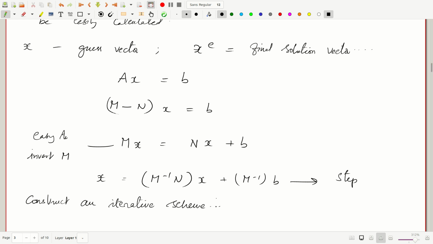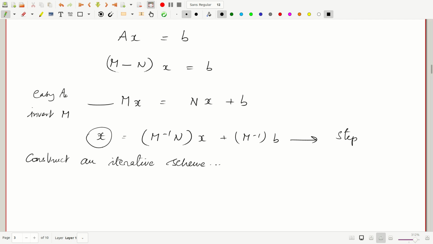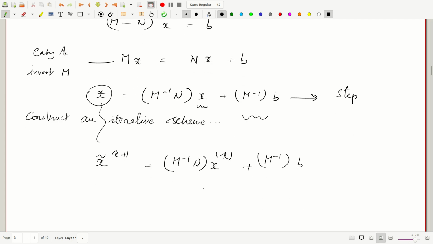Now how do we construct an iterative scheme? Essentially, you want to improve this guess x, so you want to calculate x tilde in iteration k plus 1 using a previous value. That means you want to use M inverse N times x superscript k plus M inverse times b. So you want to improve this solution vector x tilde using the existing solution vector x. This is basically the construction of the iterative scheme.